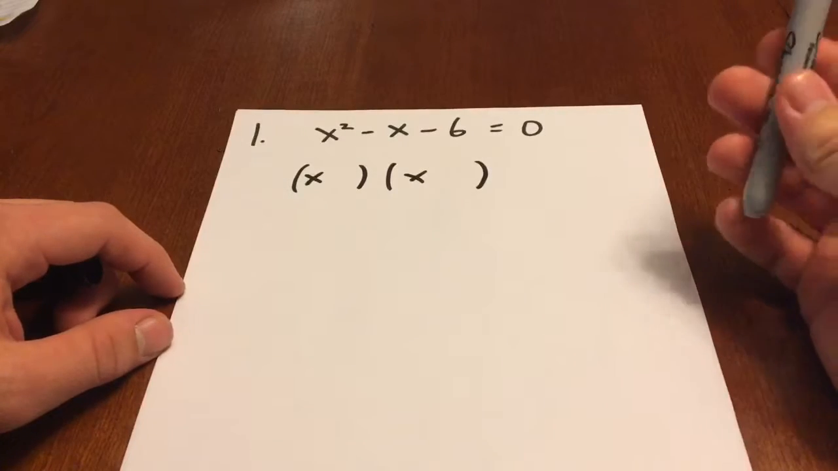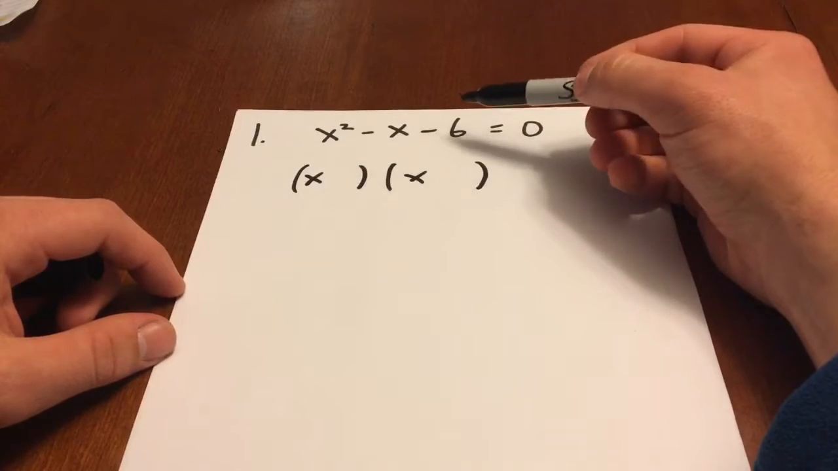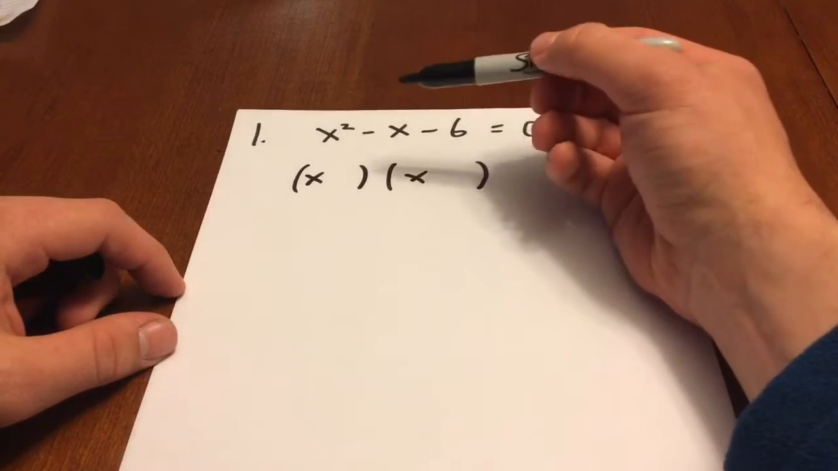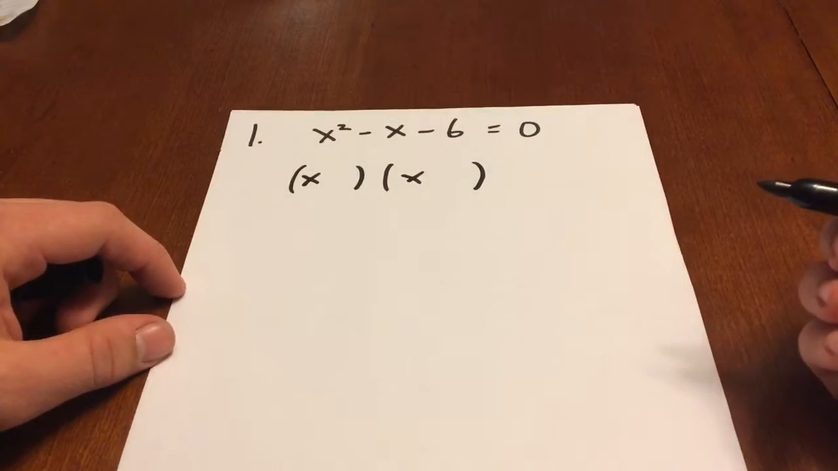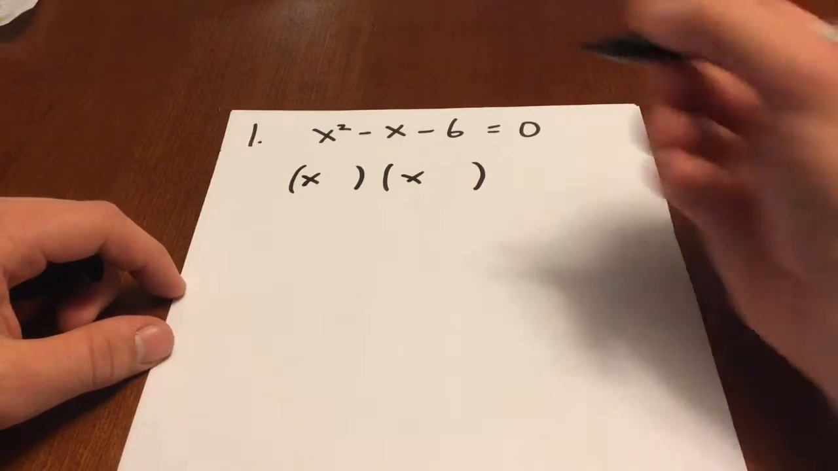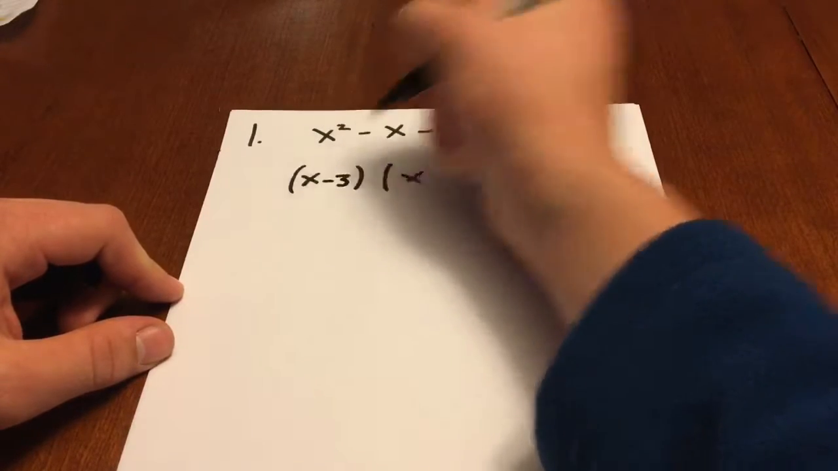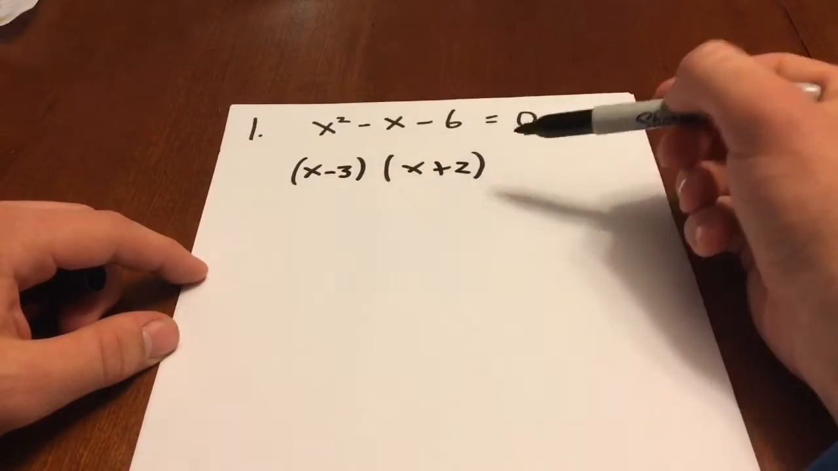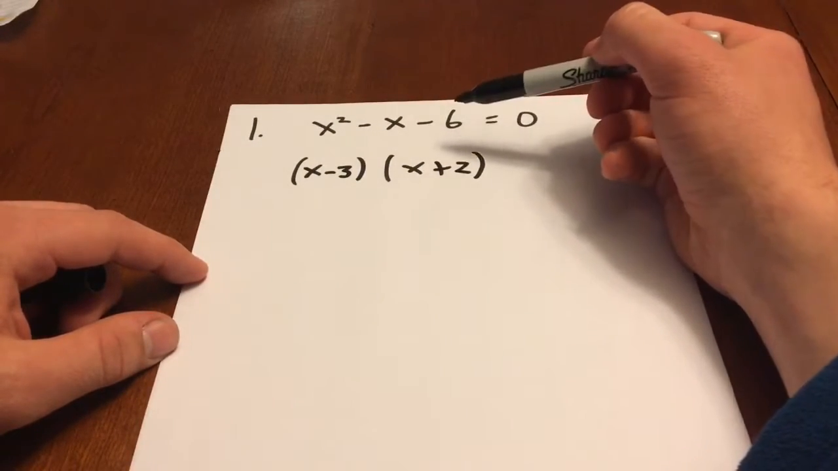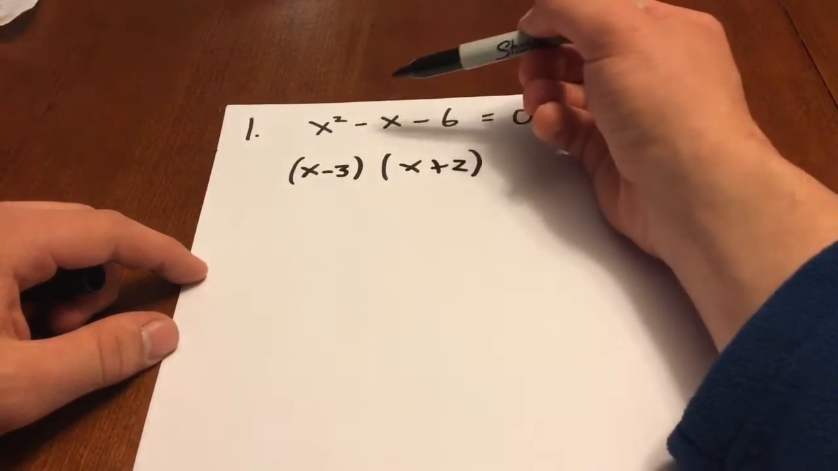So next, we need to find what multiplies to get negative 6 and what adds to get negative 1, because there's a negative 1 in front of this x. And so it would be negative 3 and 2. Negative 3 times 2 would be negative 6, and then negative 3 plus 2 would be negative 1.